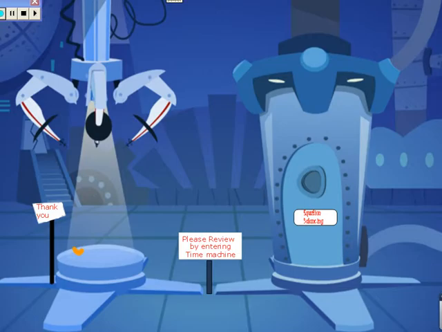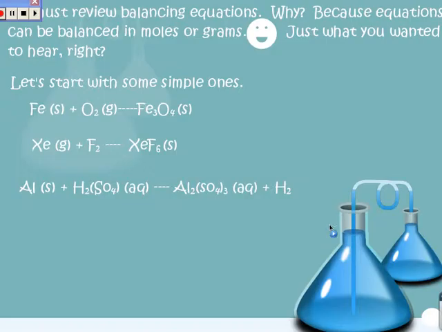Now, let's do some reviewing, and this is my little time machine. We're going to click on my little time machine, which is the equation balancing. We have to review this balancing of equations, and the reason we have to do this is because equations can be balanced in moles or in grams. So we need to look at this.